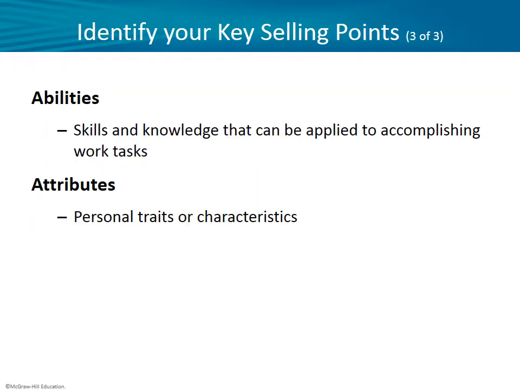Once you have written down your career goals, identify your abilities and attributes. Abilities are skills and knowledge that can be applied to accomplishing work tasks. Attributes are personal traits or characteristics. In the job application process, employers are often looking for more than your abilities. They're trying to figure out the kind of person you are.